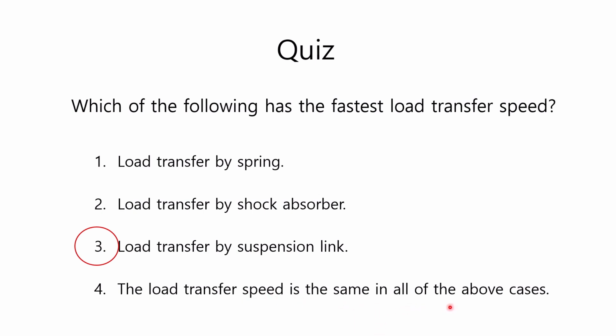The load transfer speed is fastest in the suspension link, followed by the shock absorber, and finally, the spring and anti-roll bar. Therefore, the correct answer is number 3, load transfer by suspension link.